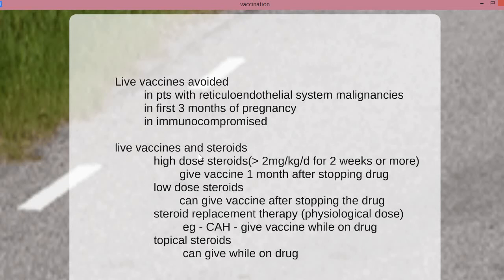What about live vaccines and steroids? If a child is on high-dose steroids, where high dose means more than 2 mg per kg per day for 2 weeks or more, then the live vaccine should be given 1 month after stopping the drug. If the child is on low-dose steroids, the vaccine can be given soon after stopping the drug. If the child is on steroid replacement therapy in physiological doses, or on topical steroids, the vaccines can be given while on the drug.